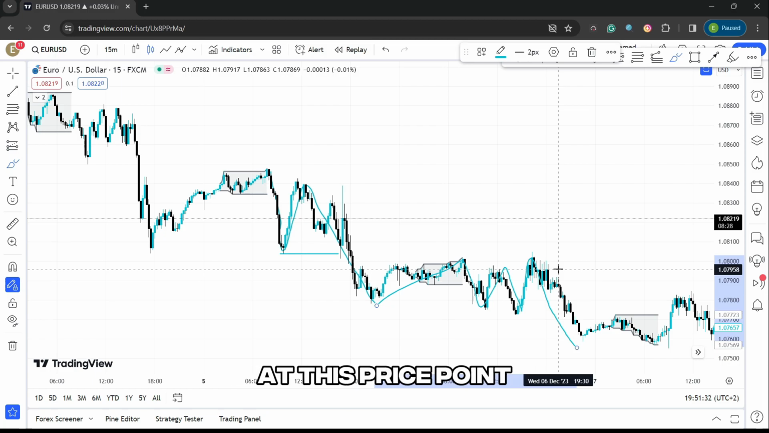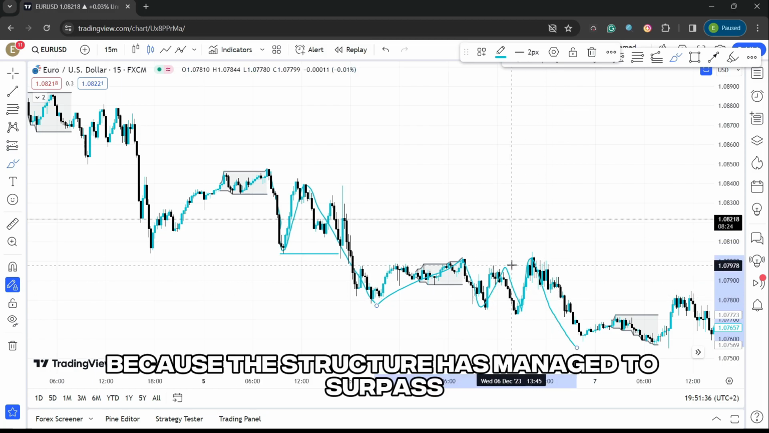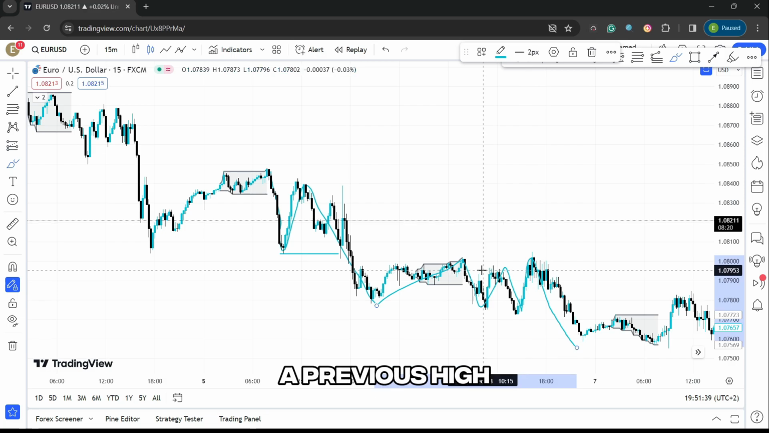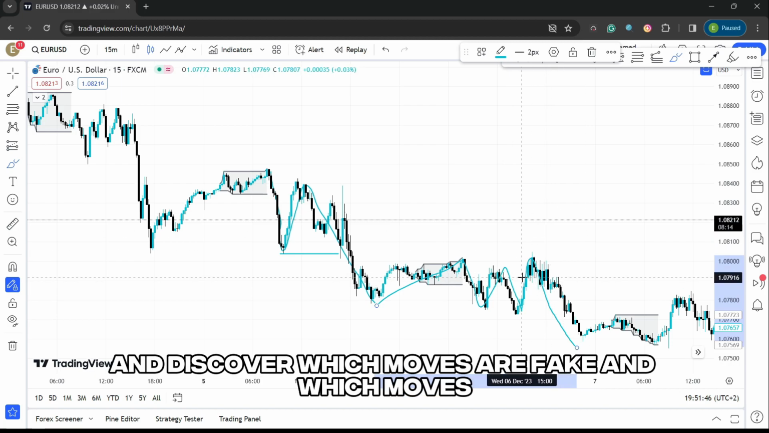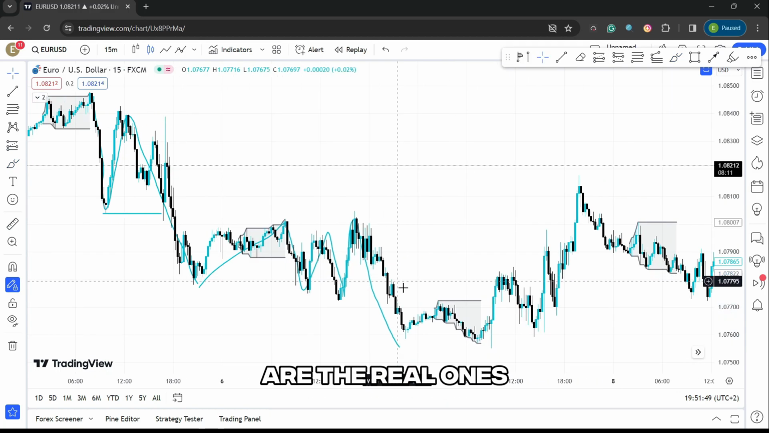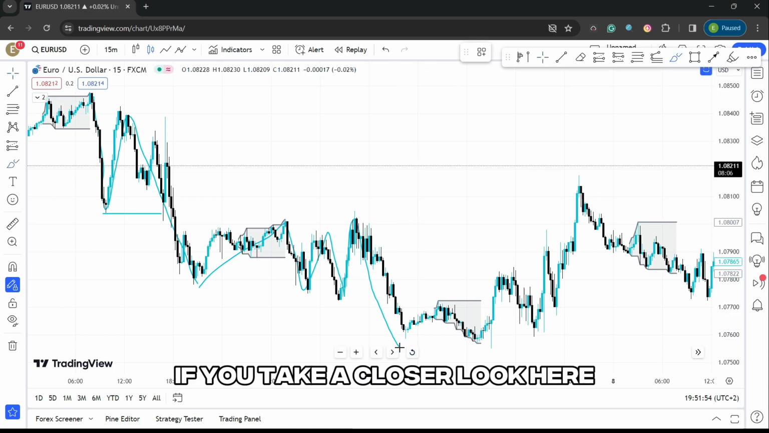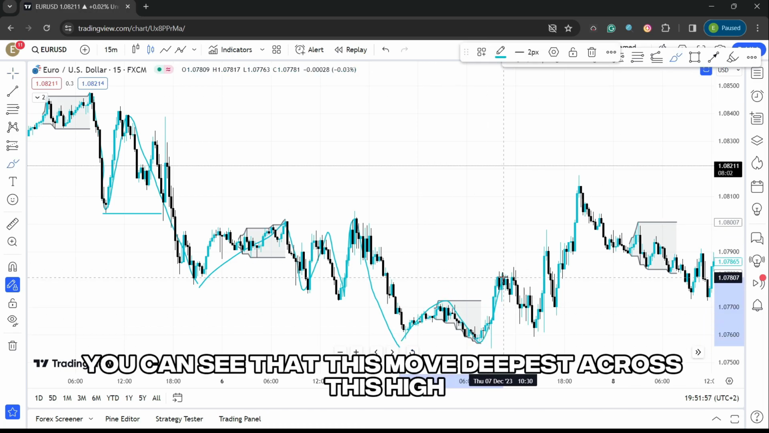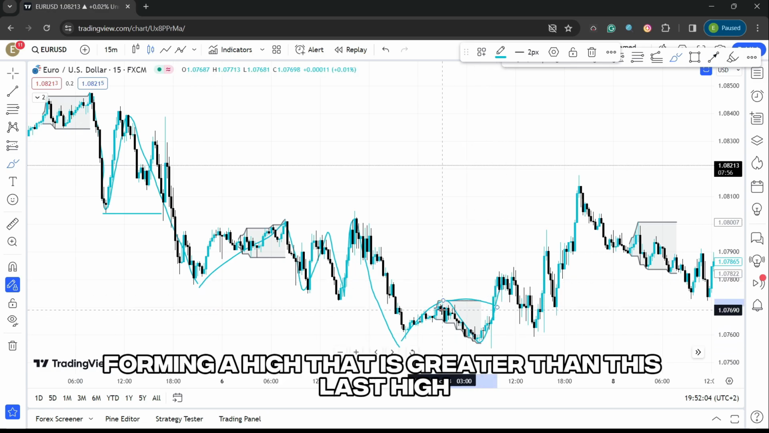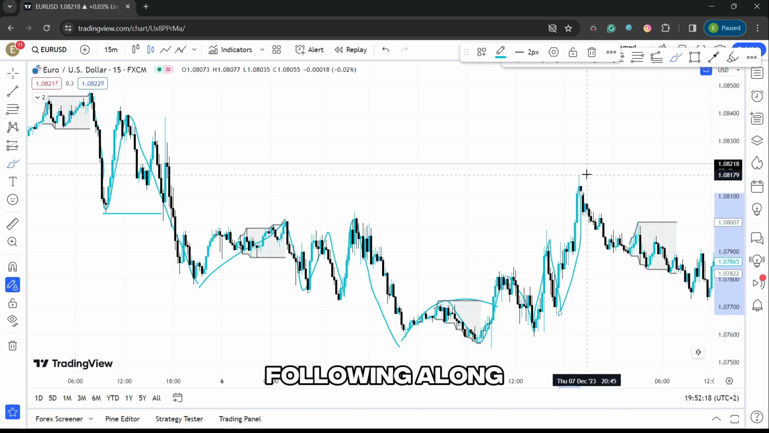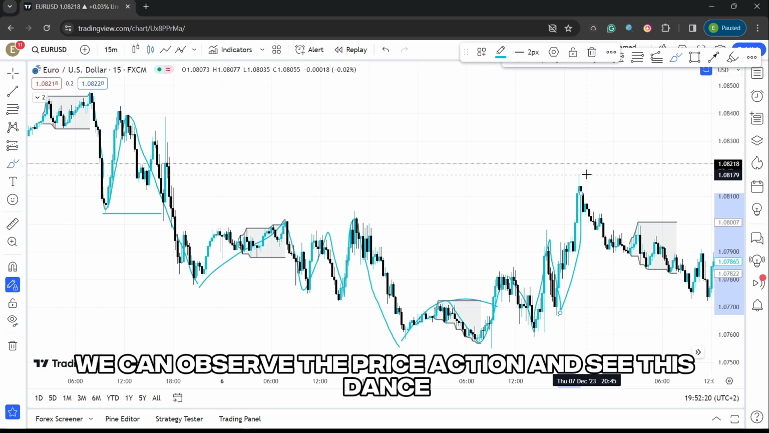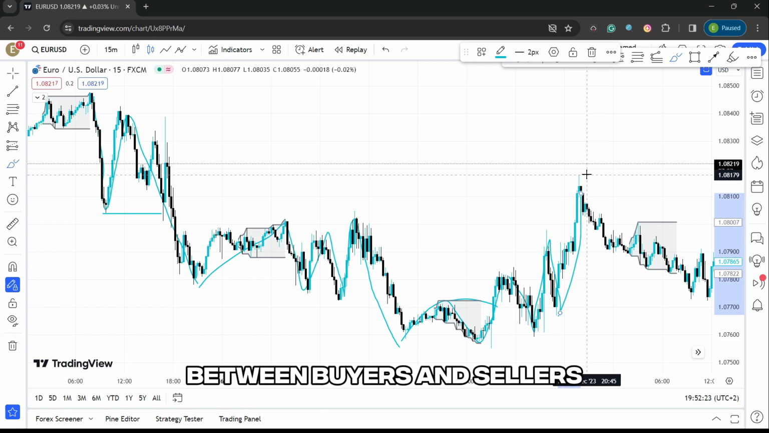Pay great attention at this price point, because this structure has managed to surpass a previous high, but it's only a fake move. You have to study the price and discover which moves are fake and which moves are the real ones. If you take a closer look here, you can see that this move did pass across this high. This was a low, forming a high that is greater than the last high, thus changing our structure from bearish to bullish. Following along, we can observe the price action and see this dance between buyers and sellers.